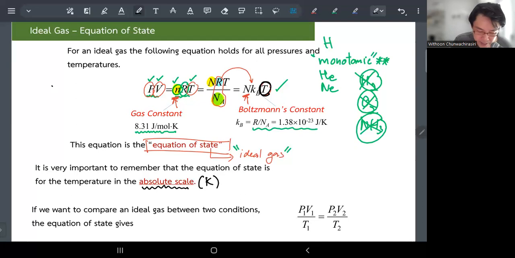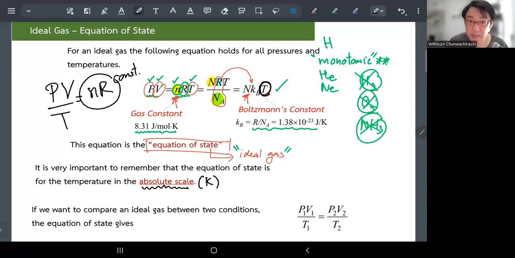So you can see that PV over T equals N times R. Make sense? So the right-hand side is going to be constant, it doesn't change. That means as long as your gas in the system does not change, PV over T must stay fixed. So that's why you can compare two states of the gas simply by taking PV over T and comparing it to PV over T in another state, or in another system, another environment or another setup, and on and on.